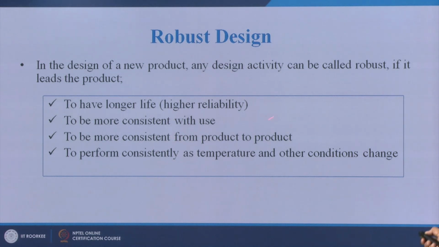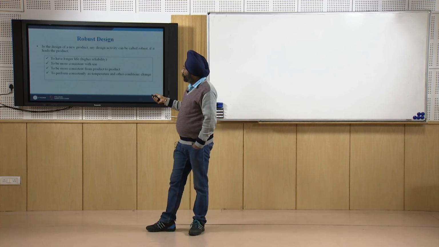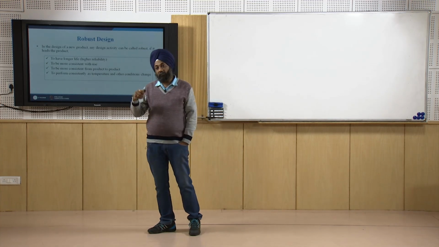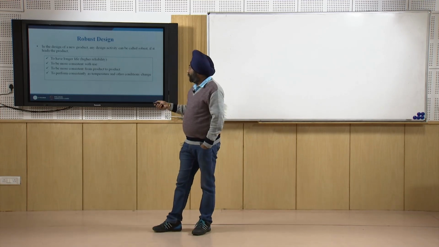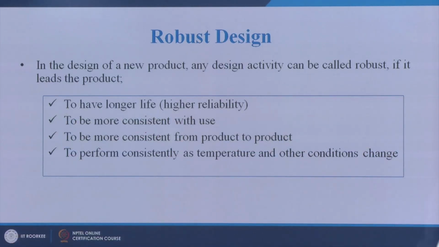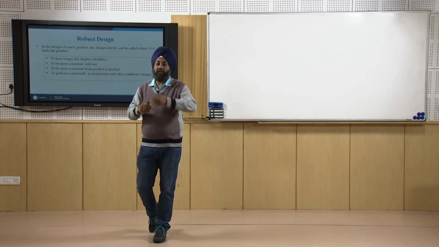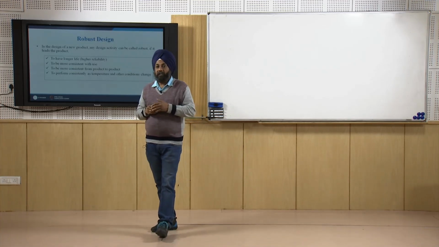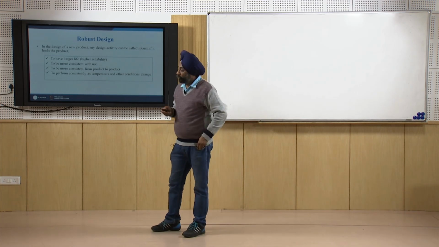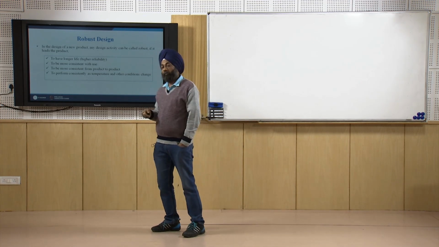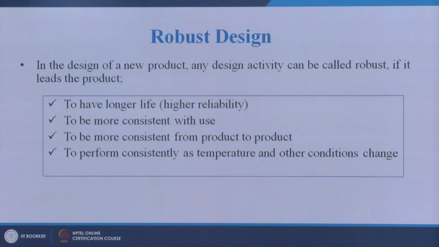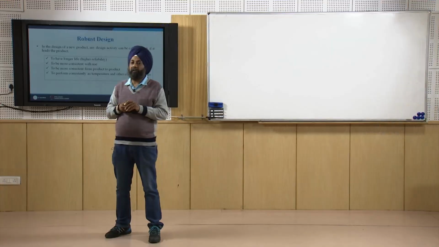Now we have to see how we can design a robust product. We have to ensure that it has a long life. As I have already told in the example of a pen, it can also be related to reliability, which we discussed in product characteristics. It should be consistent with use. It should not happen that after a specified period or a specific time the product starts to malfunction. So that has to be ensured. It has to perform consistently, and be more consistent from product to product, so there should be a consistent level of performance across different products.